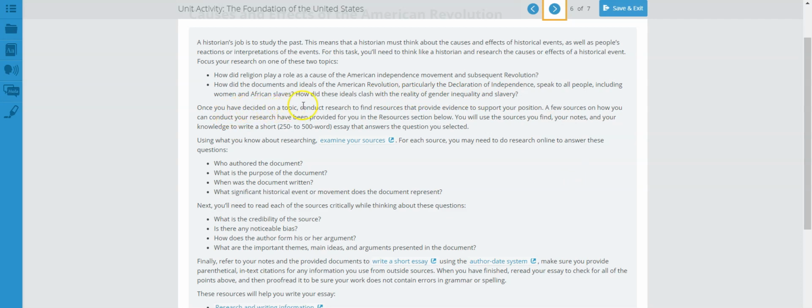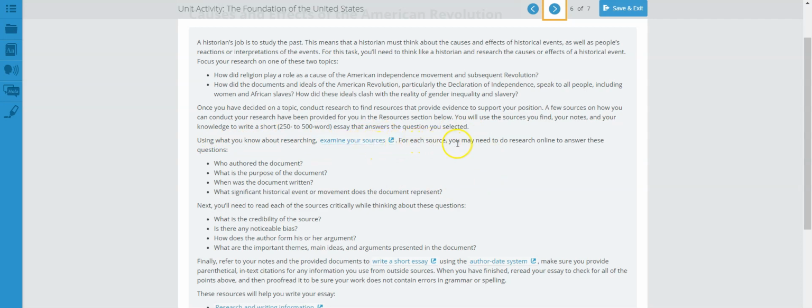Once you have decided on a topic, conduct research to find resources that provide evidence to support your position. A few sources on how you can conduct your research have been provided for you in the resource sections below. You'll use the resources to find your notes and your knowledge to write a short 250 to 500 word essay that answers the questions you selected. Using what you know about research, examine your resources. You can click on this link and it will definitely help you.